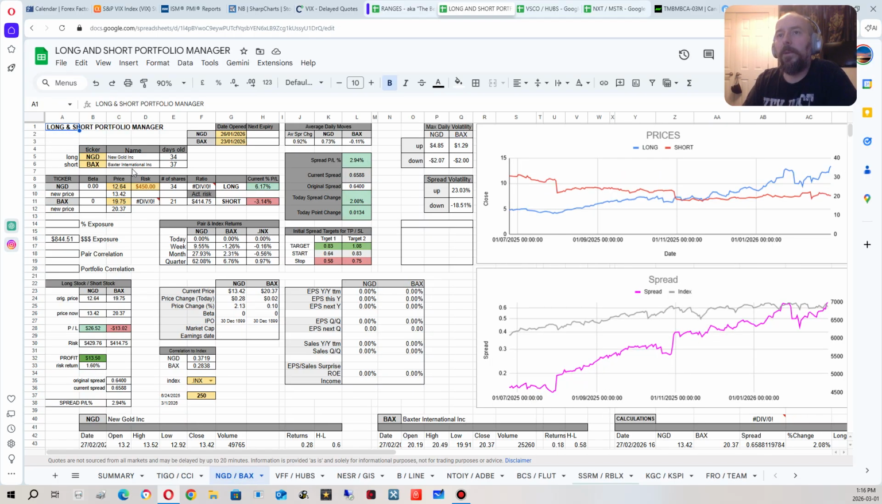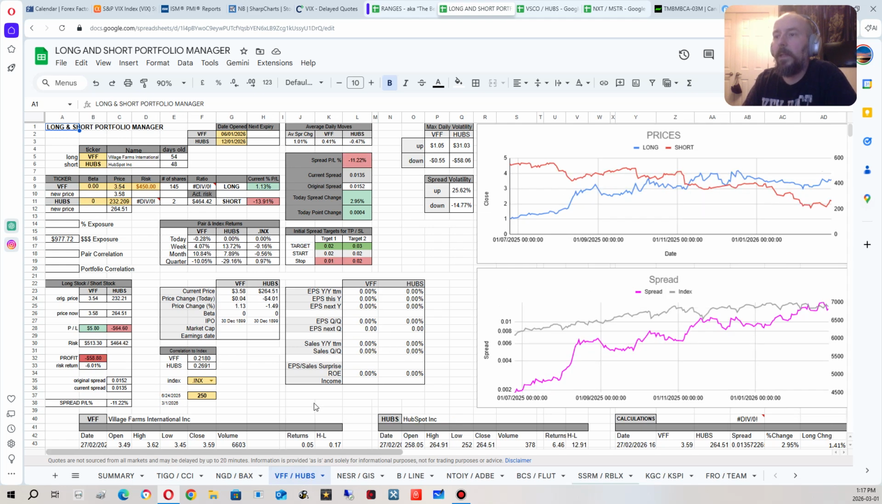This is a 1-month-old trade. It's playing out so far. You've got to give it time, obviously, but the spread is up. The prices are drifting away from each other. I'm giving this one time.